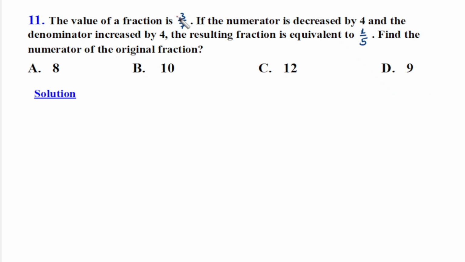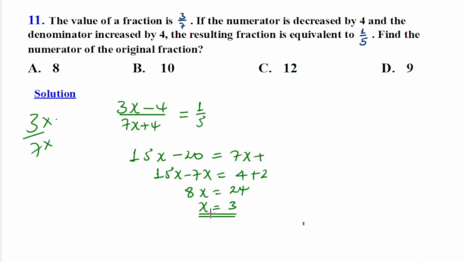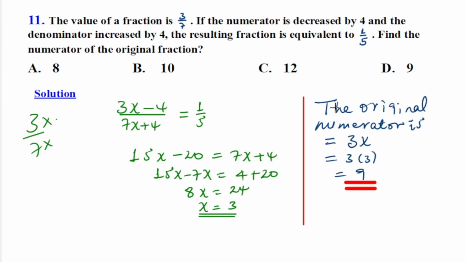The value of the fraction is 3 over 7, means simply write 3x over 7x. If the numerator is decreased by 4, simply subtract 4. And the denominator is increased by 4, so we add 4, and this is equivalent to 1 over 5. Then solve for x. When you solve for x, you will get x is equal to 3. Therefore, the original numerator is 3x. So 3 times 3 becomes 9. So the answer is D.